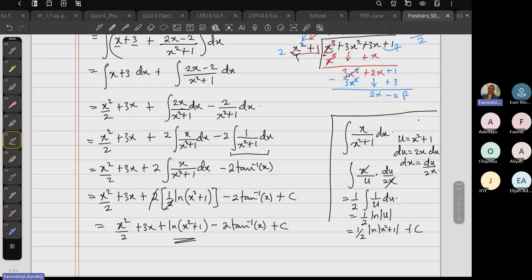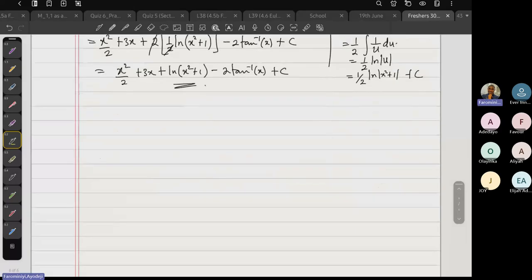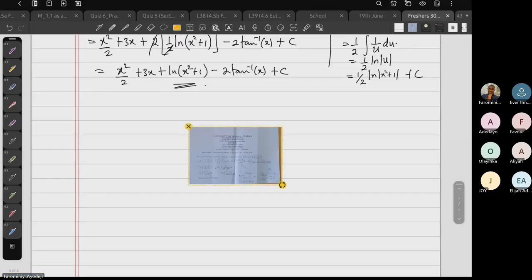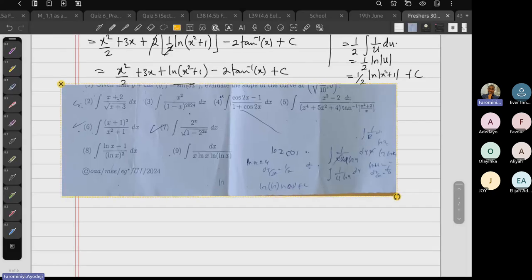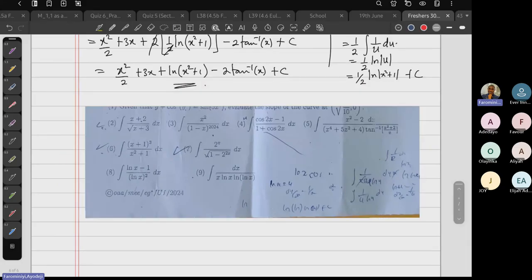Is any part of this unclear? Good. So let's move on. So let me see. We've done this and we've now done this. Let's do the next one here.